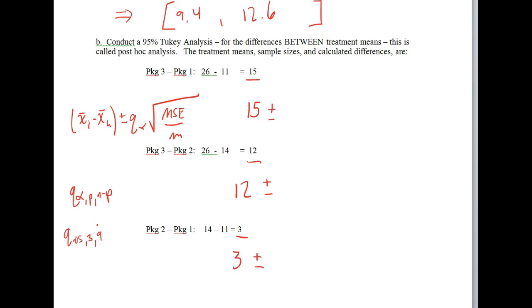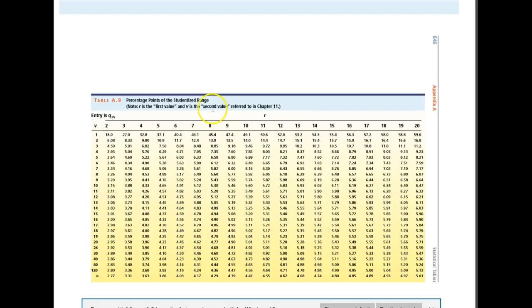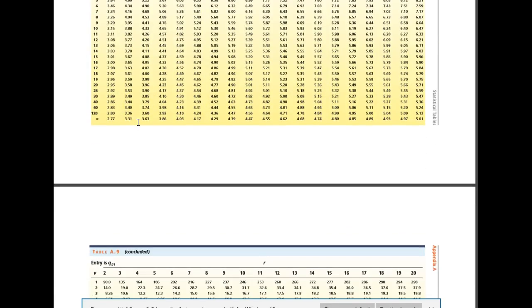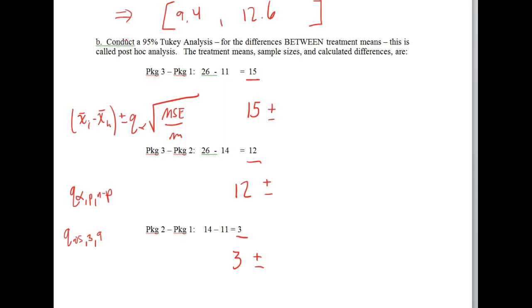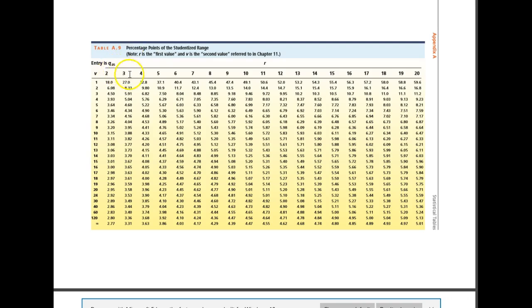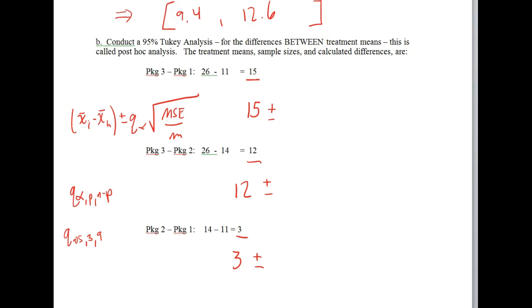So we go to the table. We're looking for the Q table of 0.05. Oh no, there's 2 tables. Q table of 0.05, and then the first entry is going to be across the top. So 3, and then 9. And we get 3.95. So then this is plus or minus 3.95.